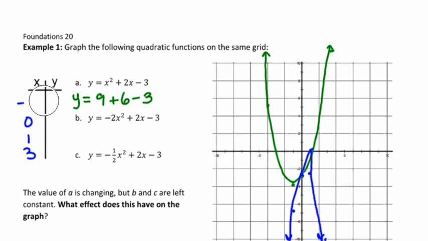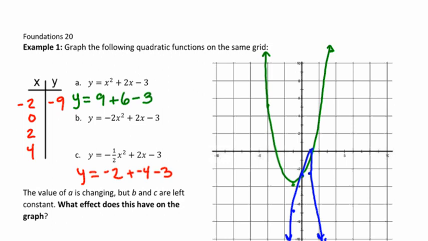New table of values for C. Say negative 2, 0, 2, 4. How about? So y equals negative 2 squared is 4 times negative 1/2 will be negative 2. Plus 2 times negative 2 is negative 4. Minus 3 gives us a negative 9.